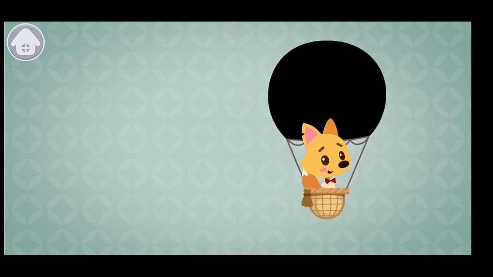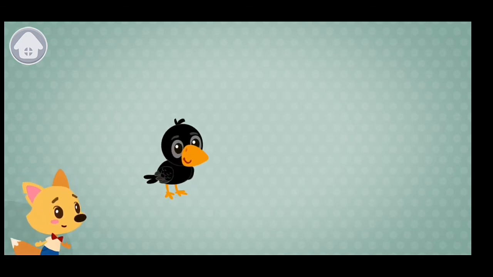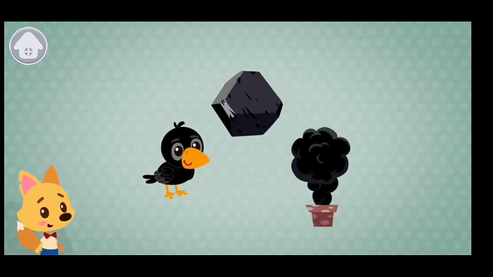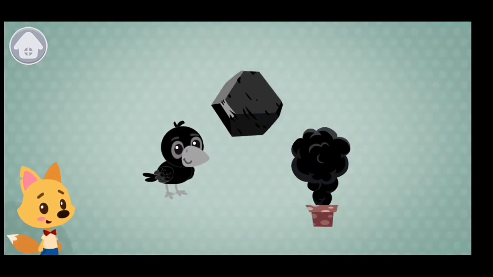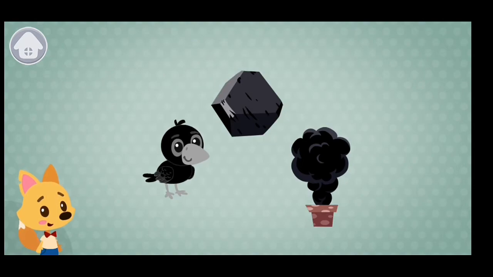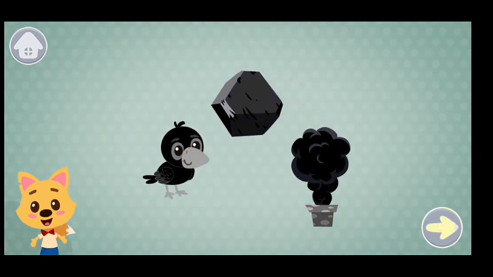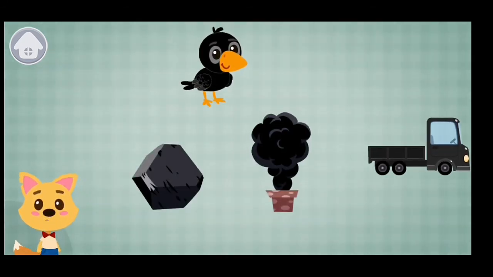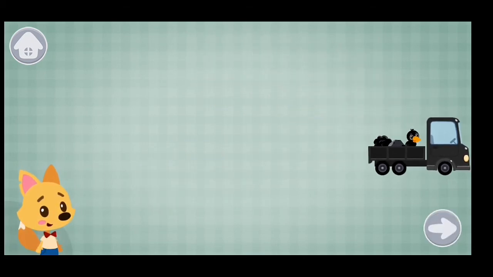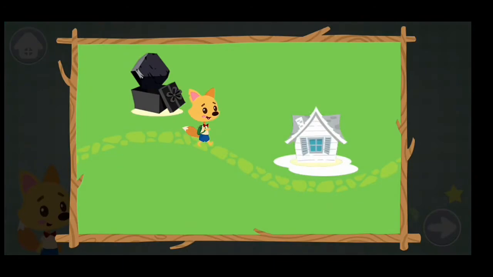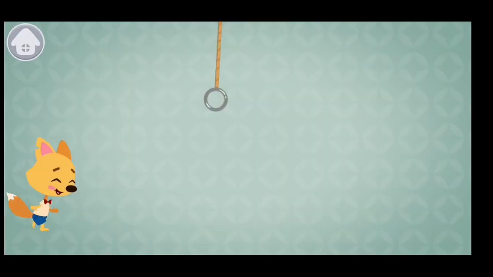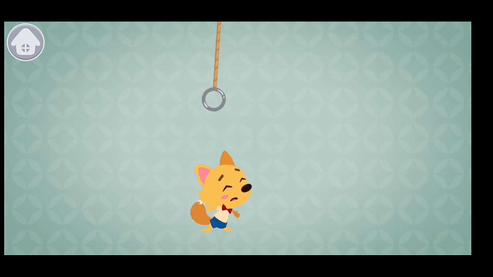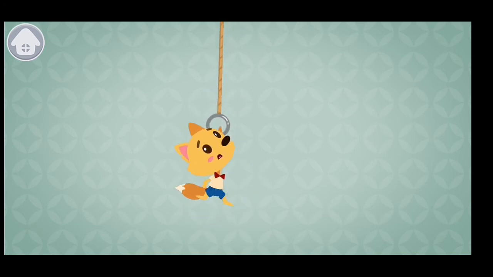This is black. Tap on it. These items are black. Tap on them. Black crow. Black coal. Black smoke. Black smoke. Black coal. Black crow. Correct! It's Willy's birthday today! Right! Super! Great! Super!